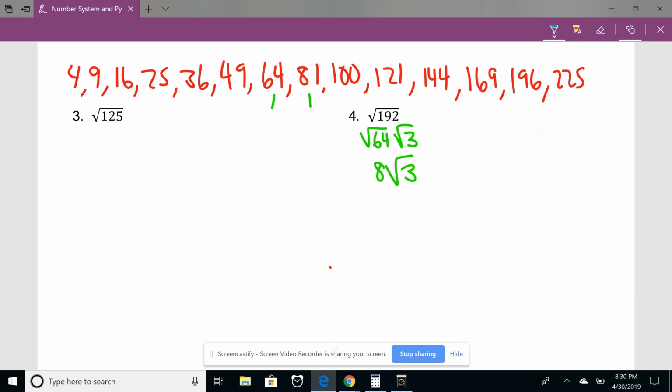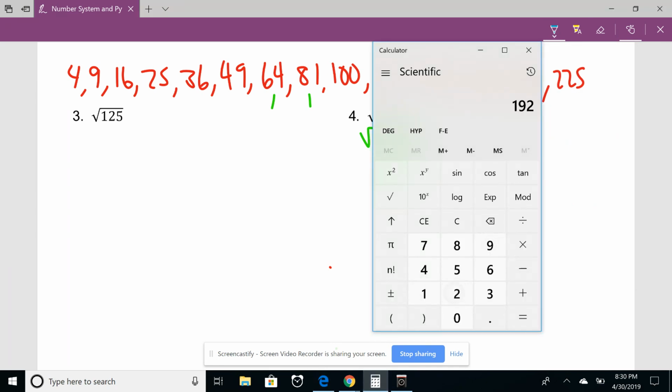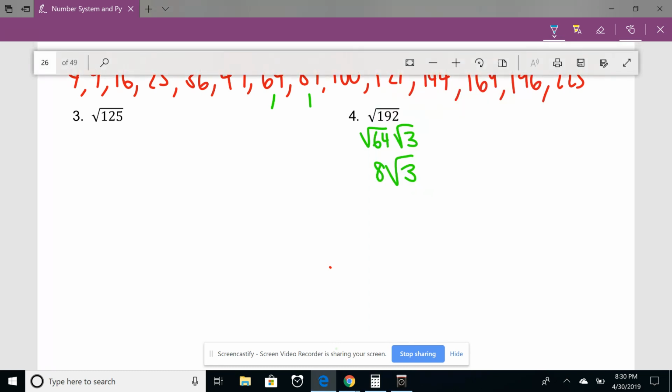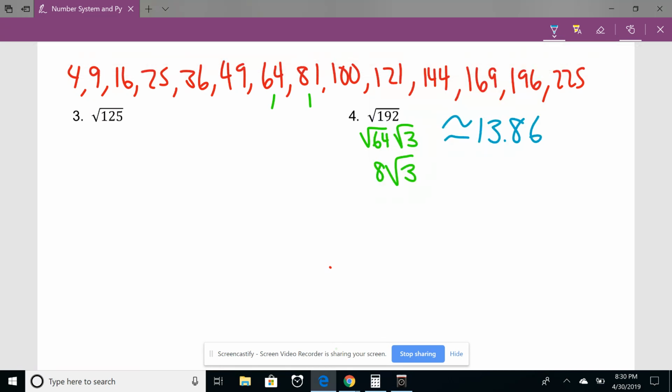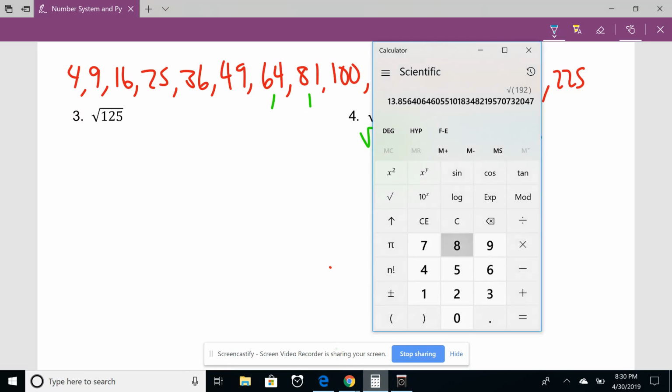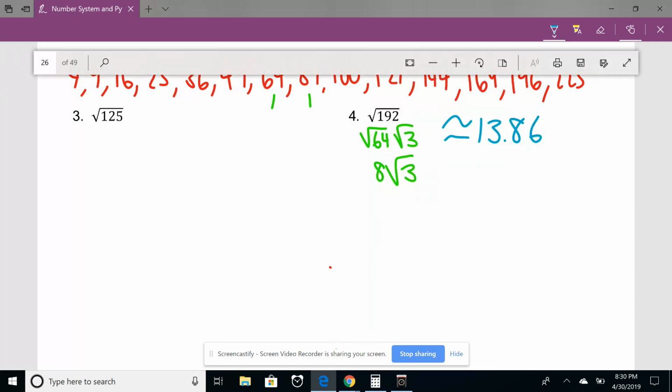Let's double check, put it in our calculator. The square root of 192 is about 13.86. All right, let's try 8 times the square root of 3. 13.86. Same exact thing.